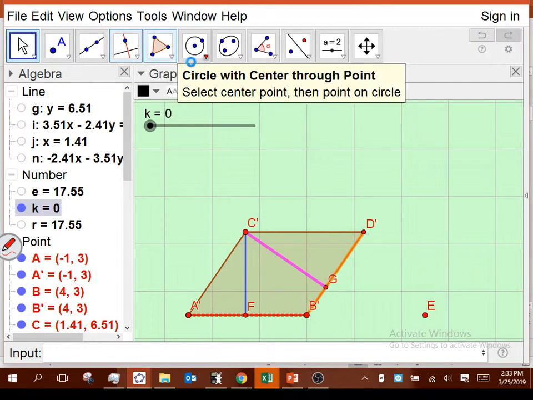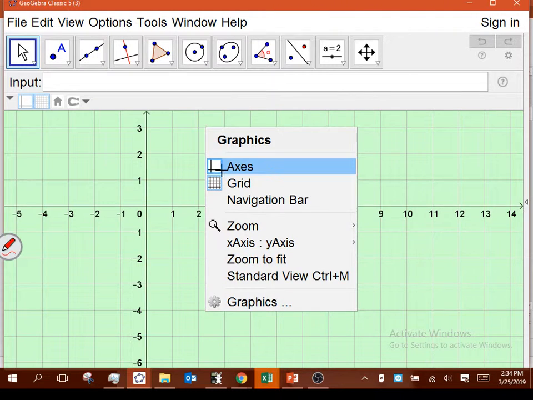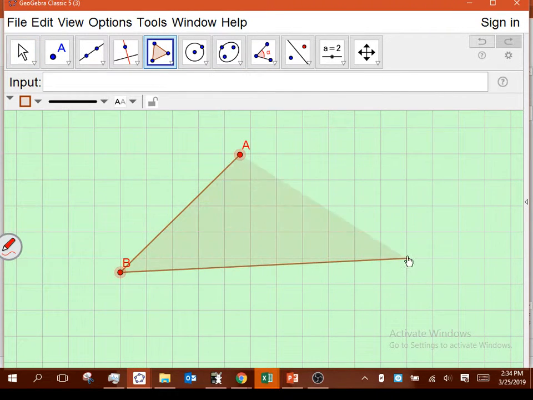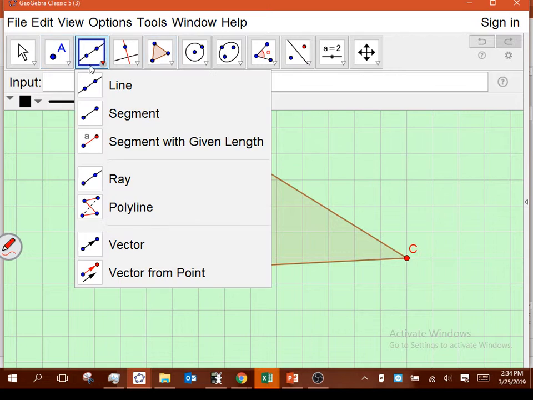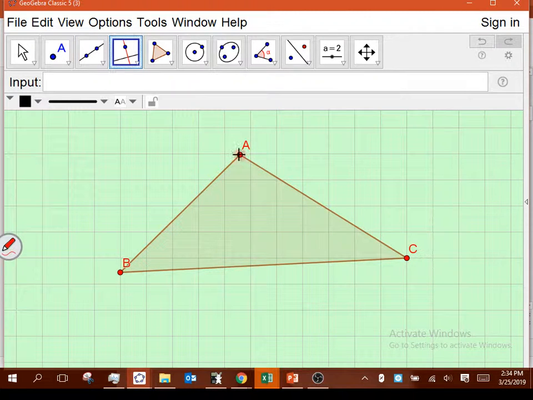By definition, the altitude of a triangle goes from a vertex of a triangle. It doesn't matter which vertex, okay? So you got three of these. But it goes from maybe A perpendicular to the opposite side.